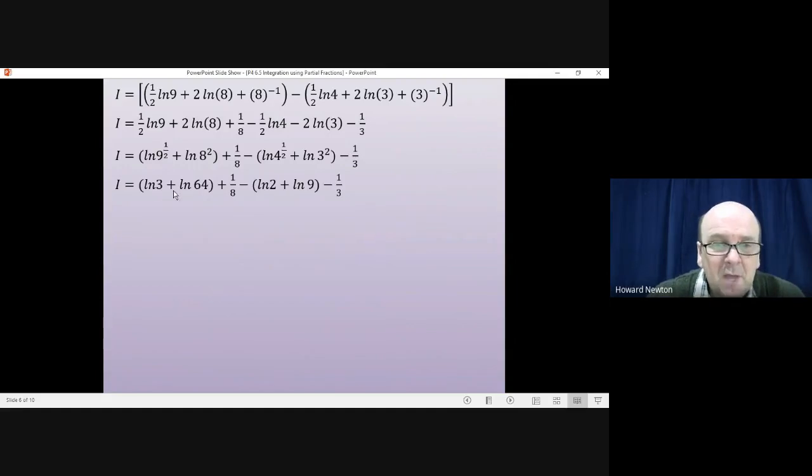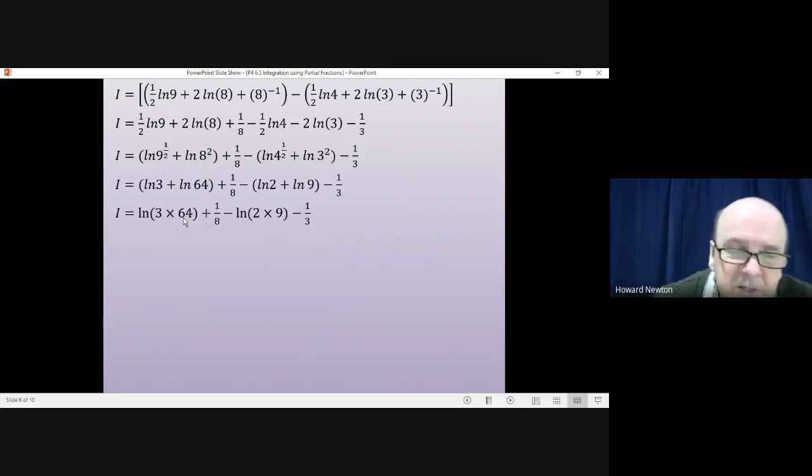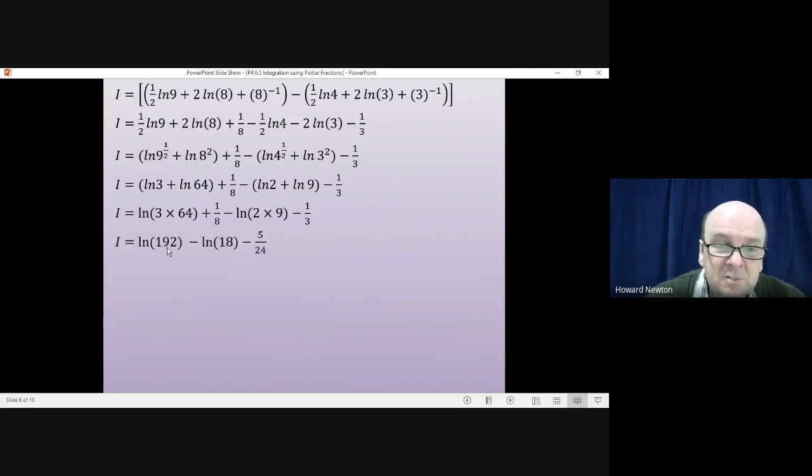Now we're going to use log a plus log b is equal to the log of a times b. So that equals the log of 3 times 64, using the addition rule for logarithms. And similarly here, we've got log 2 plus log 9, which is log 2 times 9, using the addition rule again. 3 times 64 is 192, 2 9s are 18, and I've combined these 2 fractions together to get minus 5 over 24.